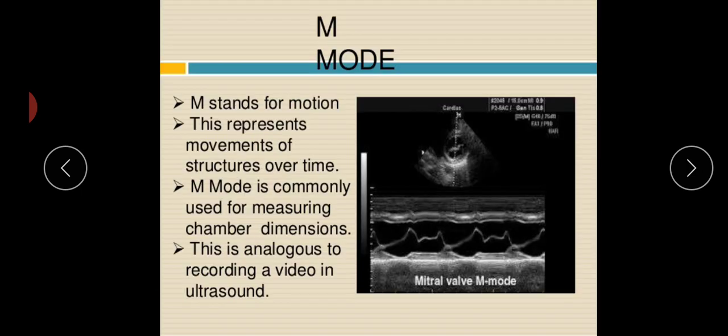Next is the M mode. M stands for motion. This represents movement of structures over time. M mode is commonly used for measuring chamber dimensions. This is analogous to recording a video in ultrasound.